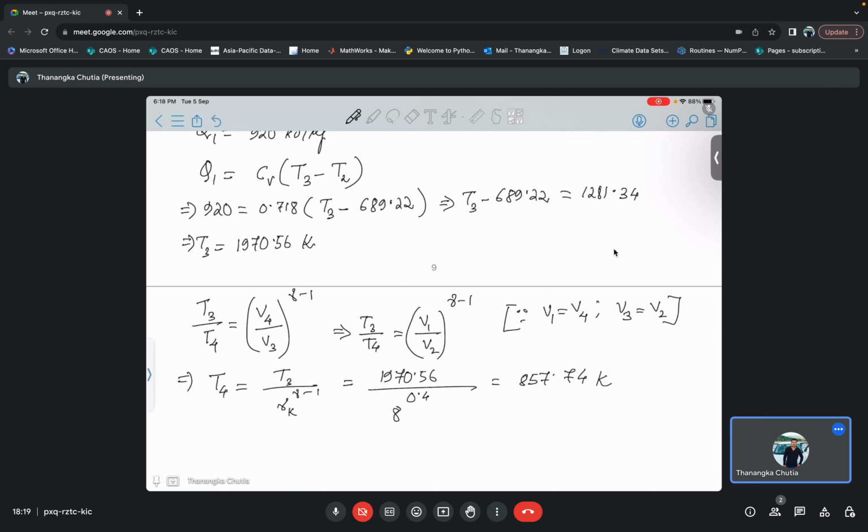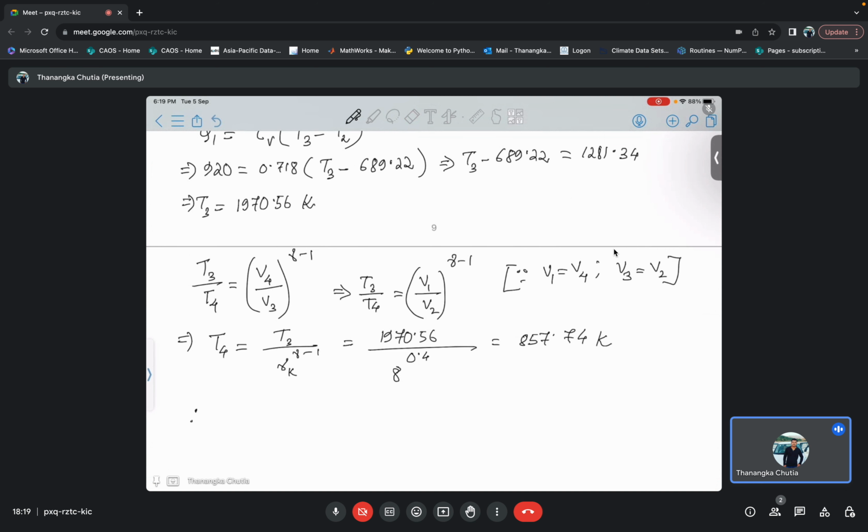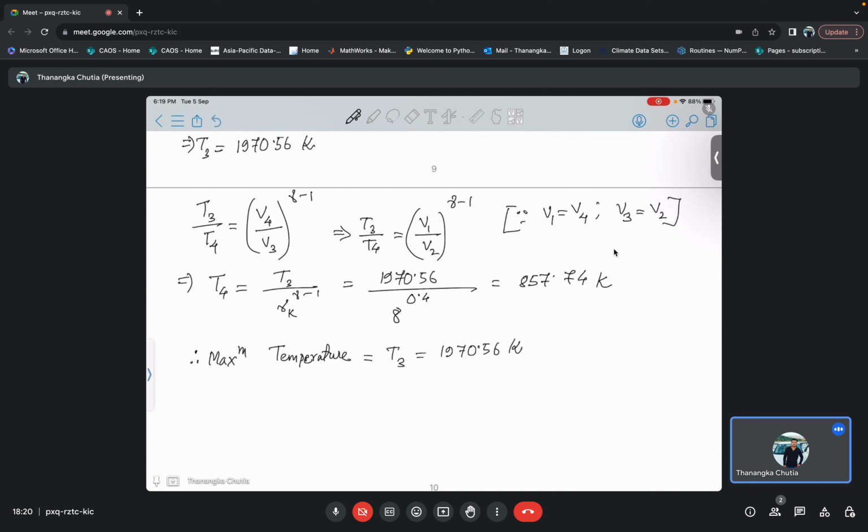Now what we need to calculate is the pressure at point 3, that means pressure P3, because we have already got the maximum temperature. So what is the maximum temperature? My maximum temperature is equal to T3, and that is equal to 1970.56 Kelvin. Clear?